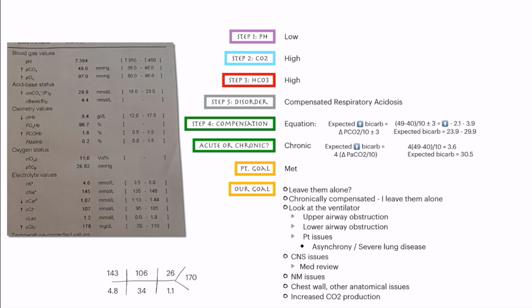You can also look at the ventilator. Do you have obstruction issues? Is there something driving up a respiratory acidosis that could be contributing to this? CNS issues, whatever is happening that could make them not be ventilating well.